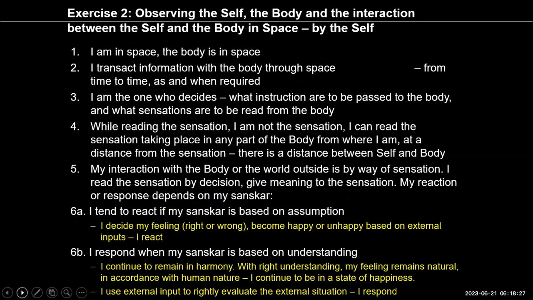So with step 7, we have come to the conclusion of exercise 2. Observing not just the body. We were already observing the self with exercise 1. Now we are observing the self and the body and the interaction between the self and the body in space. So we said, I am there, body is there. Now we can say that I am there in space, body is also there in space. This may be there as information, but eventually we will need to directly see this. I transact information with the body through space from time to time as and when I require.